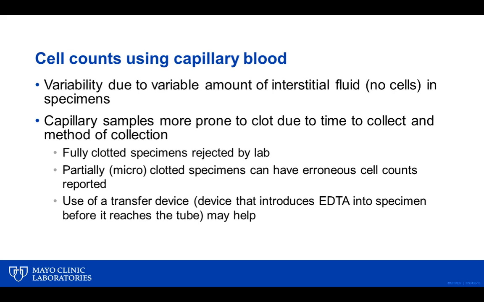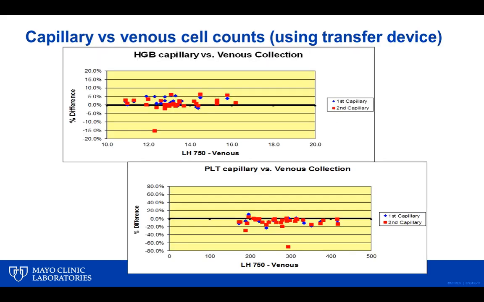There's also a danger of partially clotted specimens, where the lab doesn't see the clot, but a partial clot leads to erroneous cell counts, so that's a risk again for the lab. Use of a transfer device that contains the anticoagulant, EDTA, helps, because the sample goes from the heel and immediately has anticoagulant introduced. These transfer devices may help reduce clotting. I'll actually show you some older data on that now.